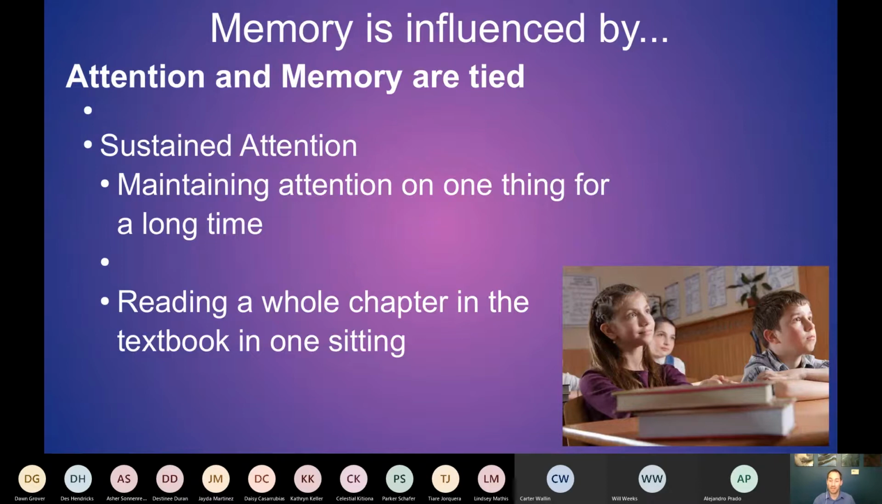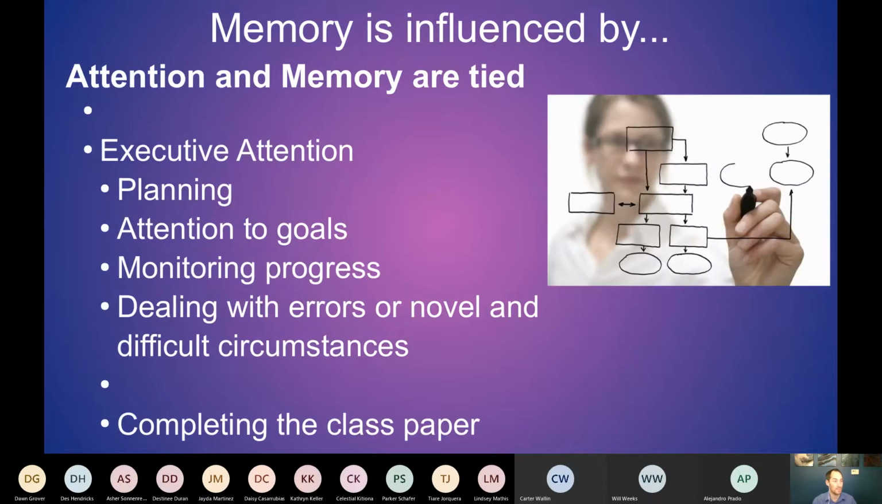that is hopefully sustained attention, because if you're not attending to the lecture, you're not going to tie as many things into your memory. So if it's not attended to, it's not going to go into your memory, or it's not as likely that that's going to be in your memory.